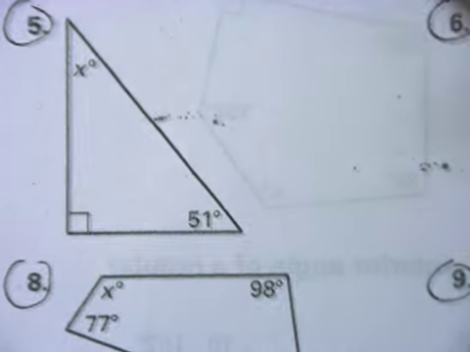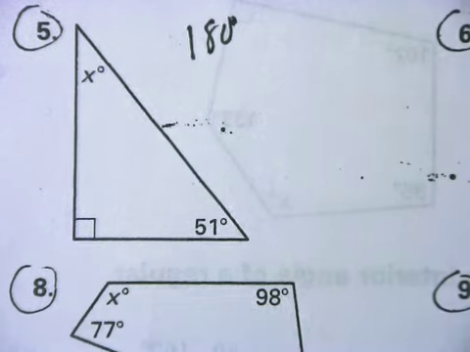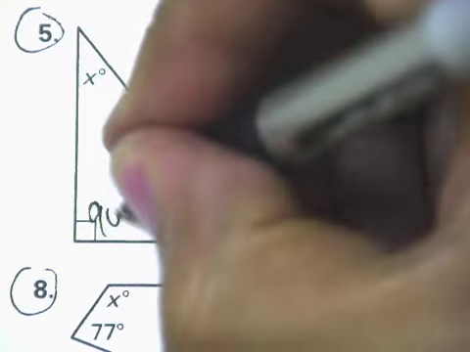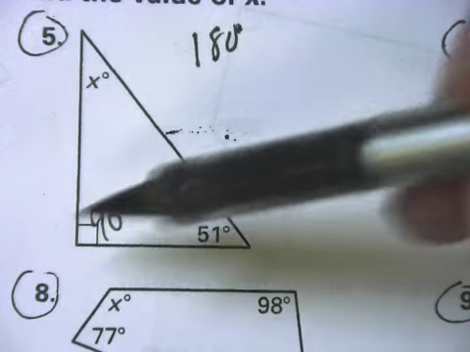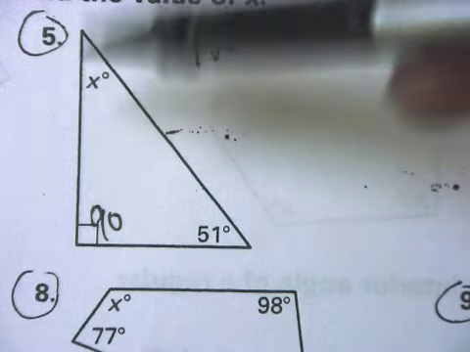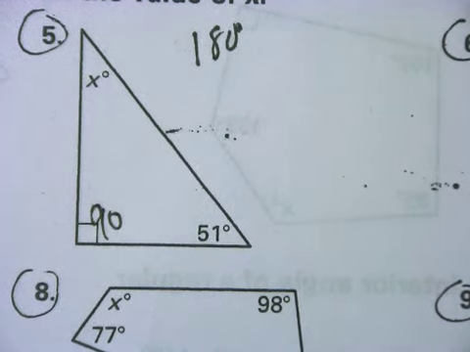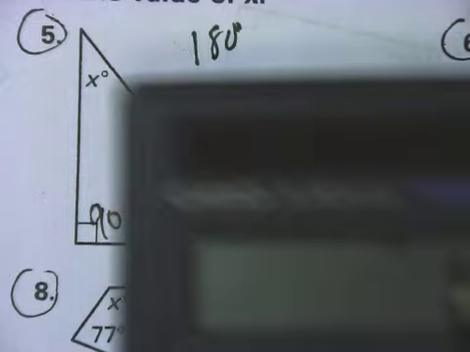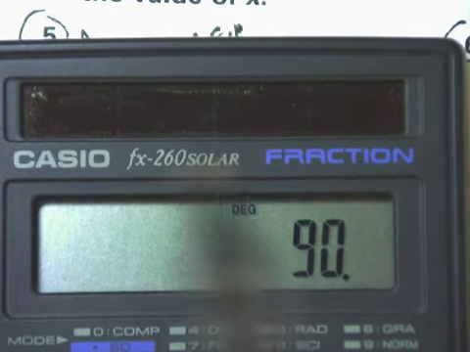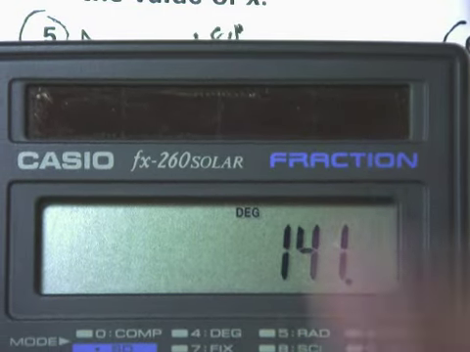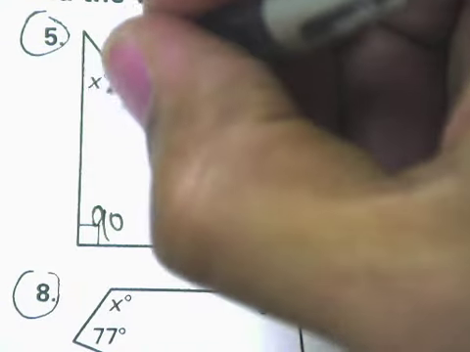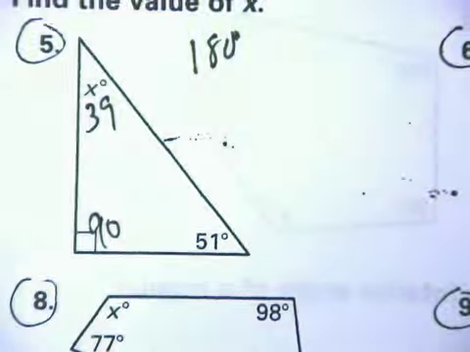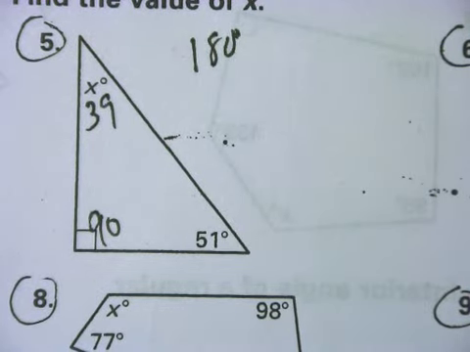Number 5 is a triangle. I know that a triangle has 180 degrees in it. I know that this is 90 degrees. So finding x is pretty simple because adding these two together and subtracting from 180 gives me x. So let me add 90 and 51. That's 141, which means that this is going to be 39 degrees. And that's pretty simple because we have a lot of experience with triangles.